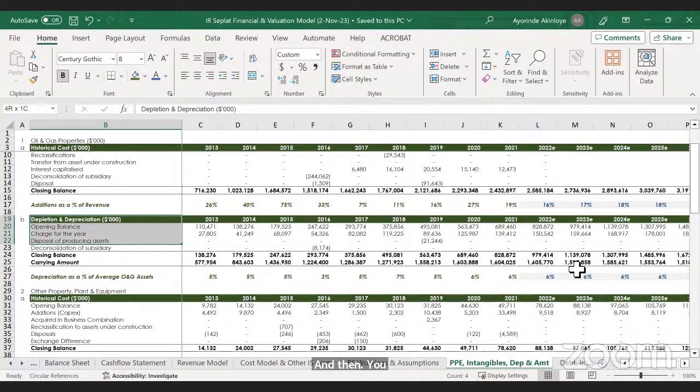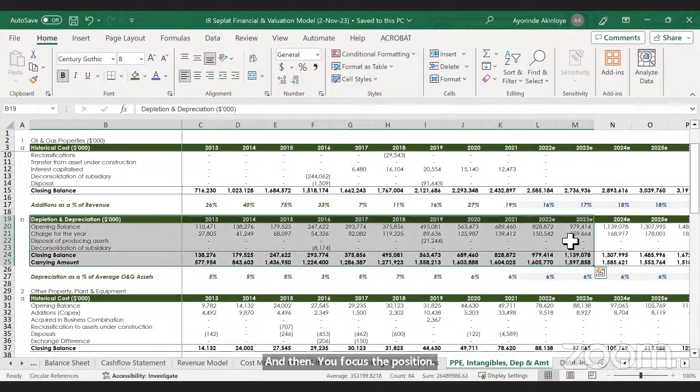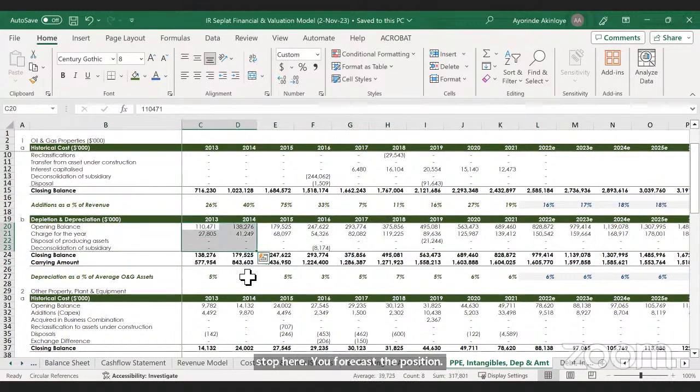I think I will just stop here. You forecast depreciation. To forecast depreciation, you have the historical amounts. So if you go to the income statement, the notes to the accounts.